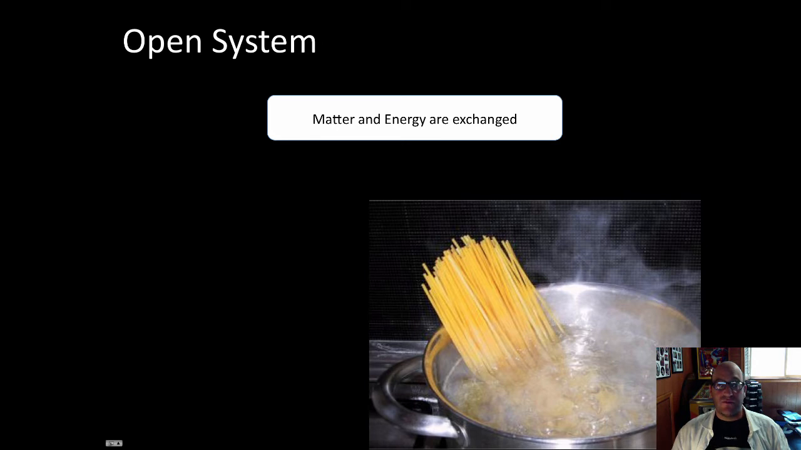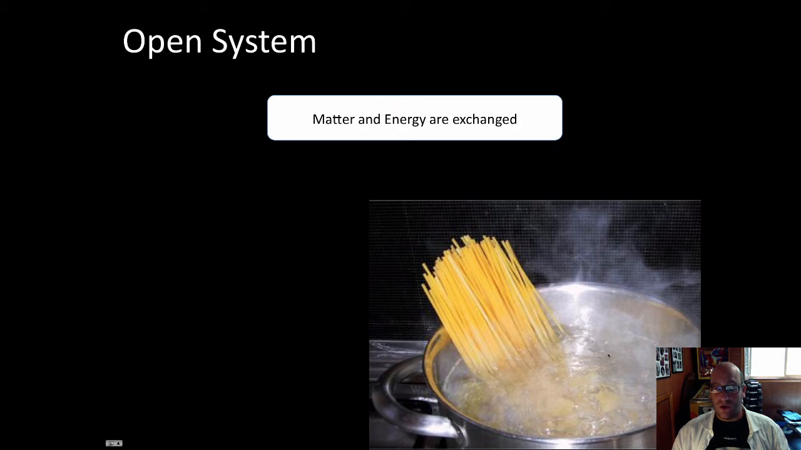So, what's an open system? An open system has both an exchange of matter and energy. They're free to go in and out. For example, we have a pot of boiling water here. And in here, we actually have a couple things going on in terms of an exchange of matter. The pasta that goes into the water, that's matter going into the system. And eventually that will get cooked and that pasta will come out of the system. So that's an exchange of matter.